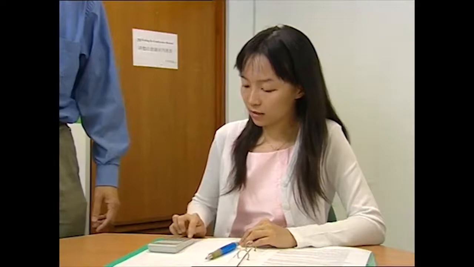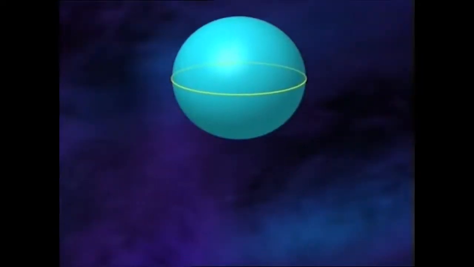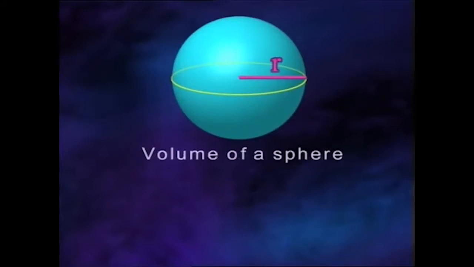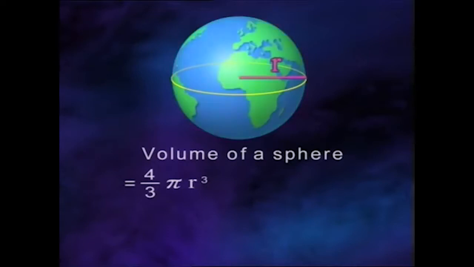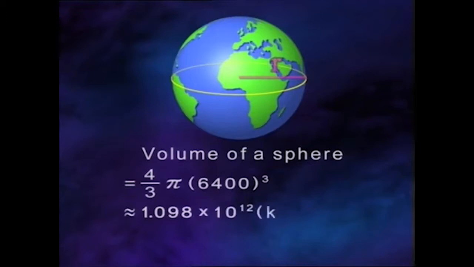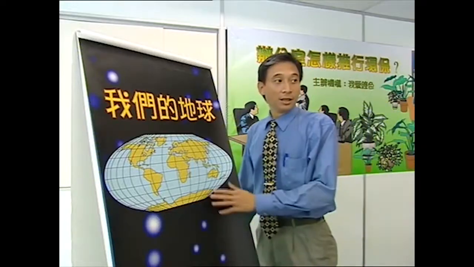Well, Peggy, could you work it out? Sure. Let me see now. If we take a sphere, this length is its radius, r. The volume formula for a sphere is 4 over 3 times pi r cubed. If we substitute the radius of the Earth, 6,400 kilometers, into the formula, we arrive at a volume for the Earth of approximately 1.098 times 10 to the power of 12 cubic kilometers. That's correct.